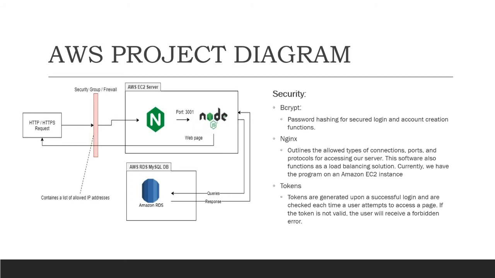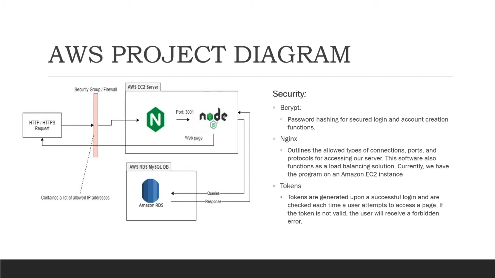So of course, when you're dealing with something that's web-facing and interacting with a database, you want to make sure it's secure. So we've implemented some security in the beginning, because it's much easier to start out doing it than to go back and append it in. For our password hashing, we used a library called bcrypt. It's a pretty popular library, very powerful. Basically, it's responsible for hashing our passwords for secured login and account creation functions.